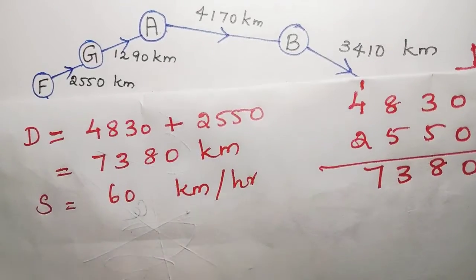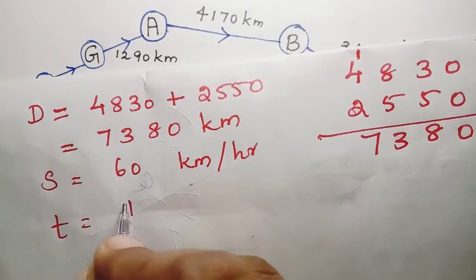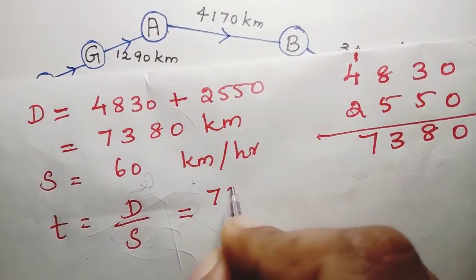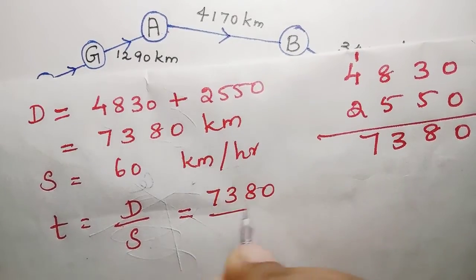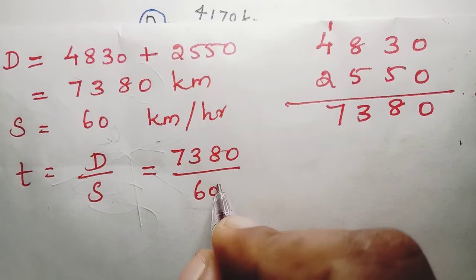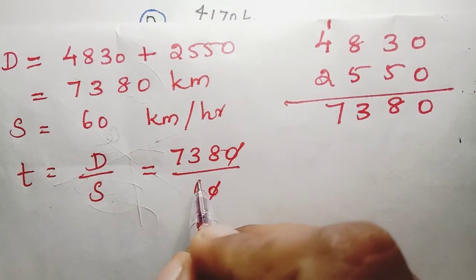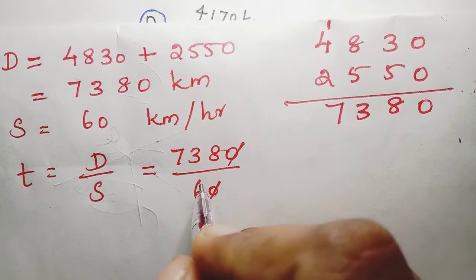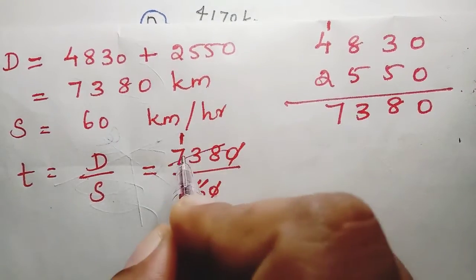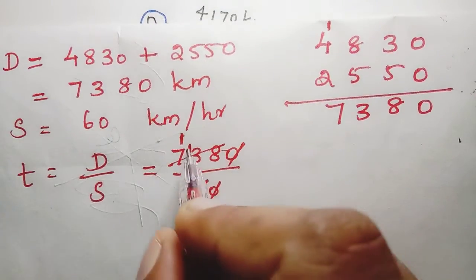How will you find the time taken? Time taken will be distance divided by speed. The distance here is 7380, speed 60. How will you cancel this? The 0 gets cancelled. Then cancel with the 6. 6 ones are 6, so the remaining 1 is there. So 13.